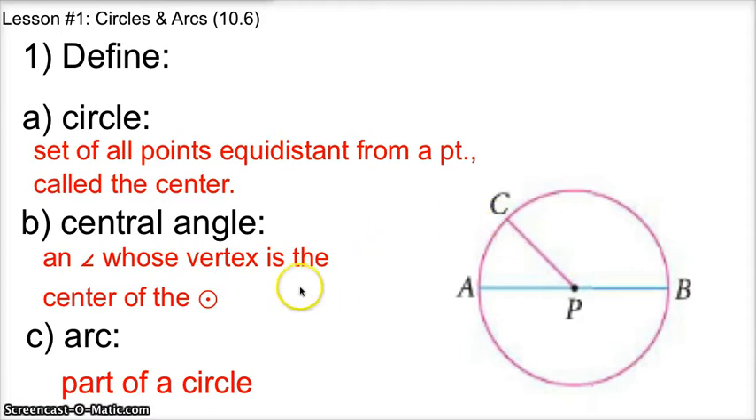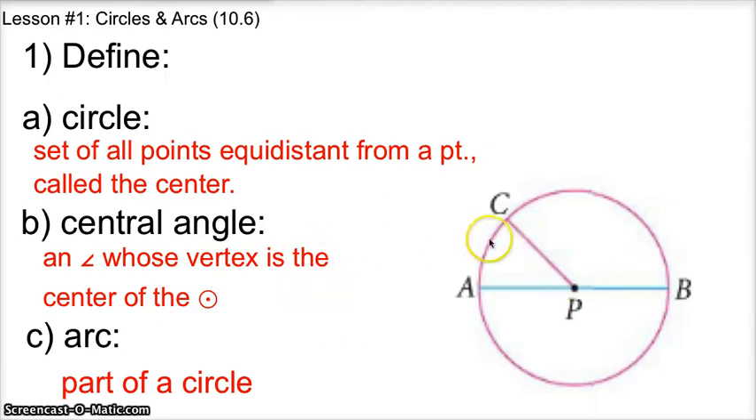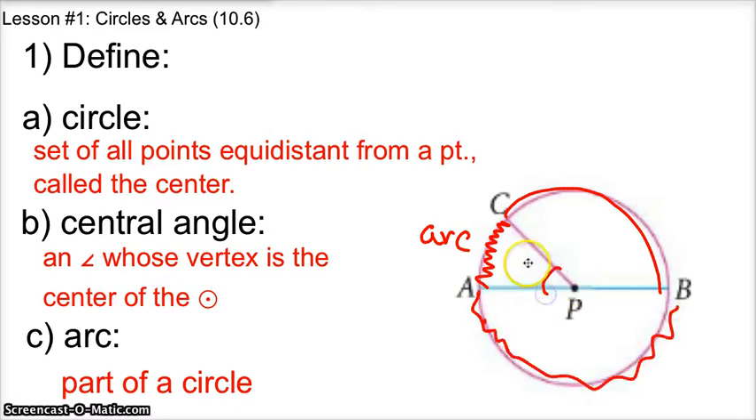In this particular diagram, angle CPA is a central angle. Angle CPB is a central angle because its vertex is the center. An arc is part of a circle. When we talk about an arc, we're talking about part of the circumference. That's an arc. This is an arc. Any of this part of the circle would be an arc. So we have central angle and arc.